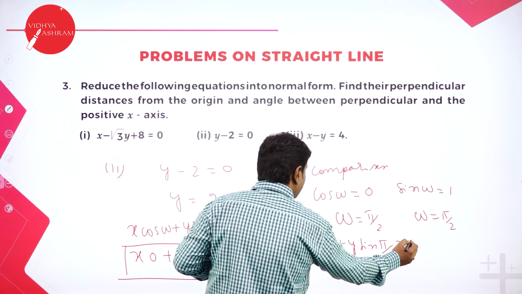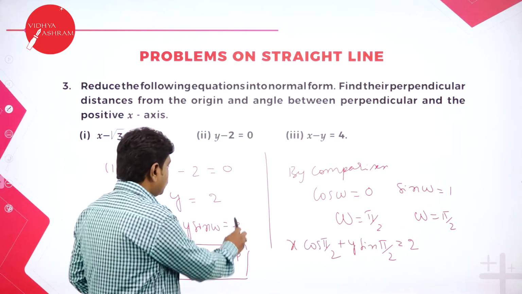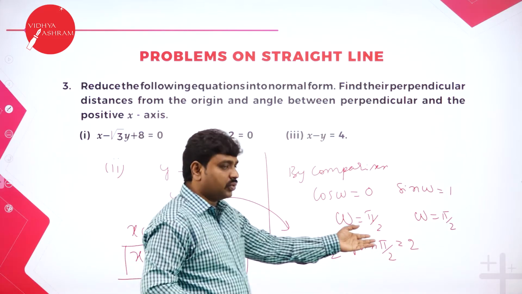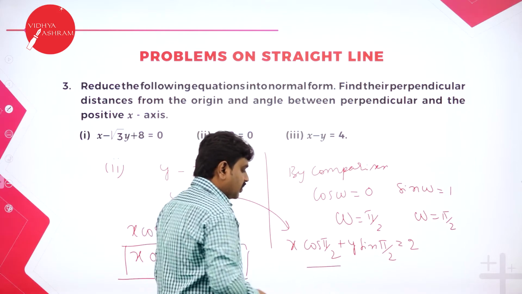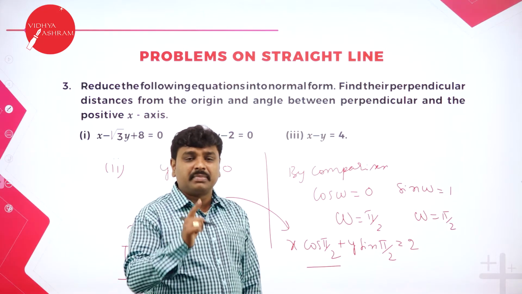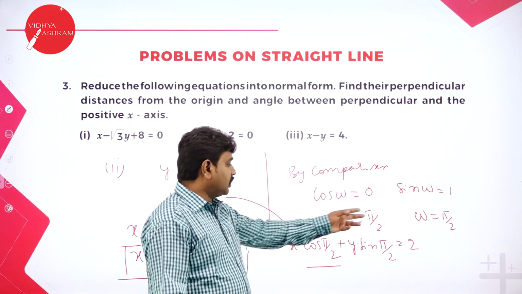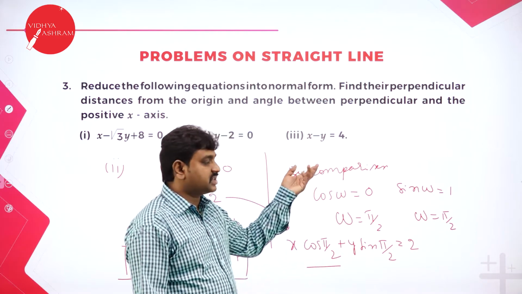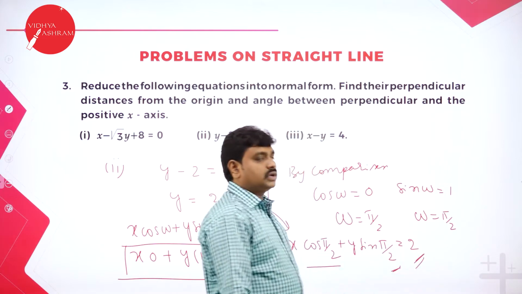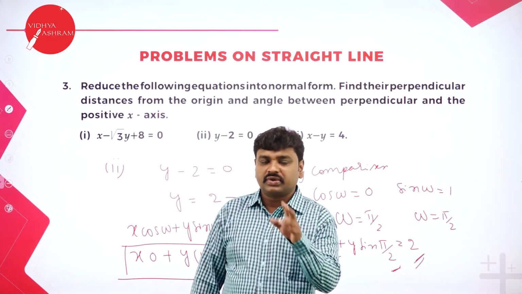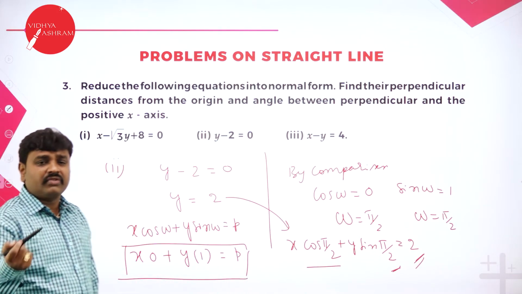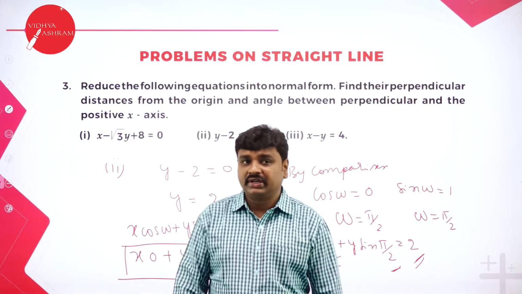In the place of p, what do you have? 2. Can I write y is equal to 2? This is the normal form, x cos omega plus y sin omega equal to p. In the place of p you have 2, in the place of omega you have pi by 2. Pi by 2 means 90 degrees is the angle made by the normal with the x-axis, and 2 is the perpendicular distance. They want the perpendicular distance of the line from the origin. This is the perpendicular distance, this is the angle. I hope all of you got it. Interesting question. Every question you have to write in x cos omega and y sin omega format. So that's what we have done.